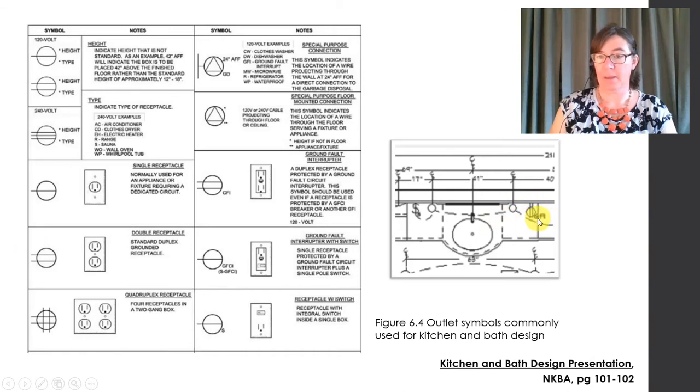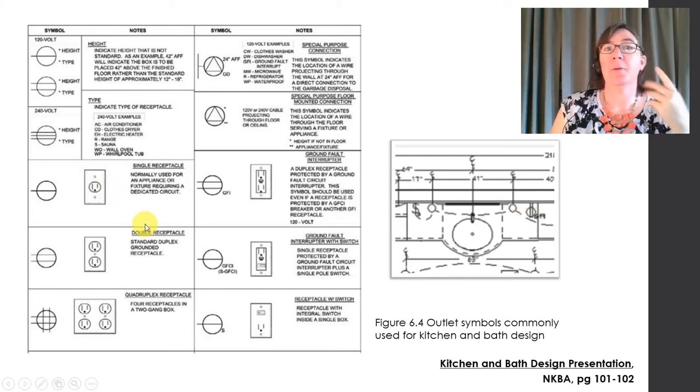This one happens to be a GFI outlet, okay? But it's a circle and it's got the two prongs. That's a duplex outlet, okay? Other ones do exist. Here's a single receptacle, usually for a dedicated appliance. Here's a quad. You can see it looks a little bit different.